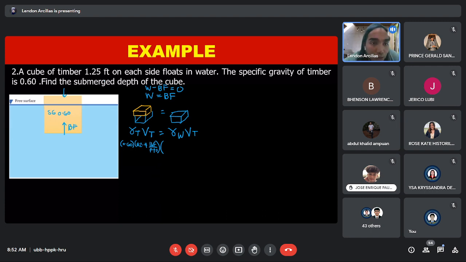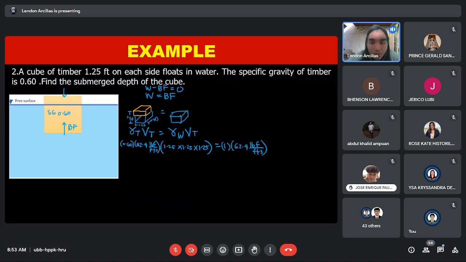So it's a cube of timber 1.25 on each side. Teka lang, 1.25 on each side. So cube siya, meaning same side, so 1.25, and then 1.25. So, ang volume niya is 1.25 times 1.25 times 1.25. Next, ang specific weight ng liquid na kasubmerge dito is just water. So, 1 times specific weight ng water, 62.4 pound force per cubic feet times the volume of the submerge.